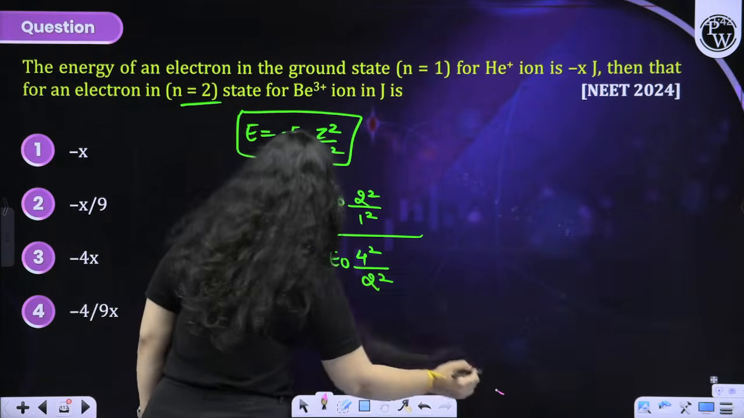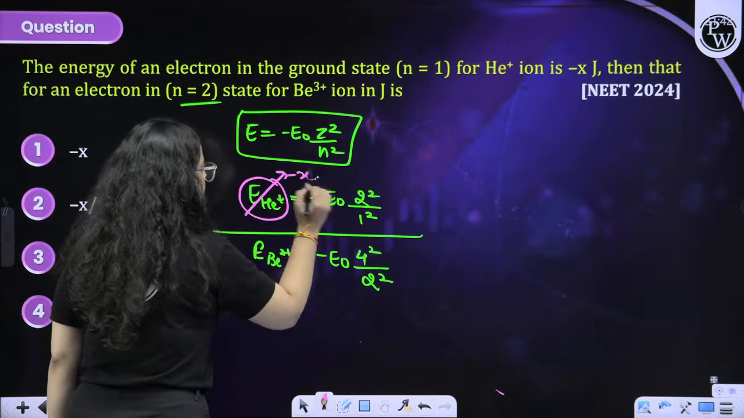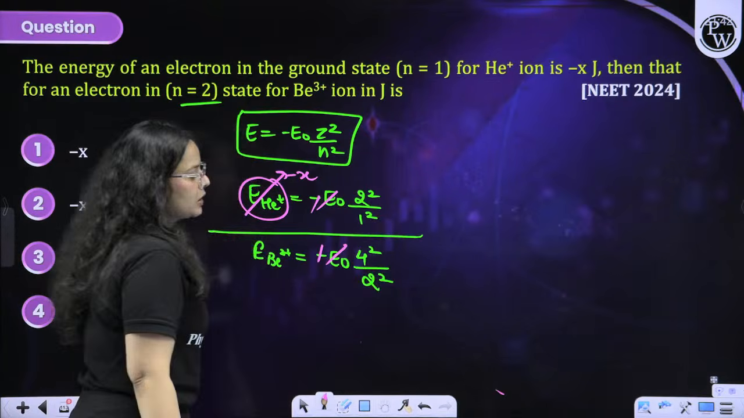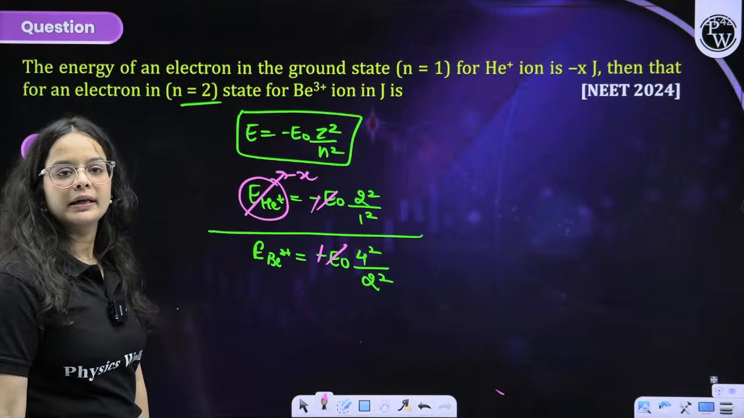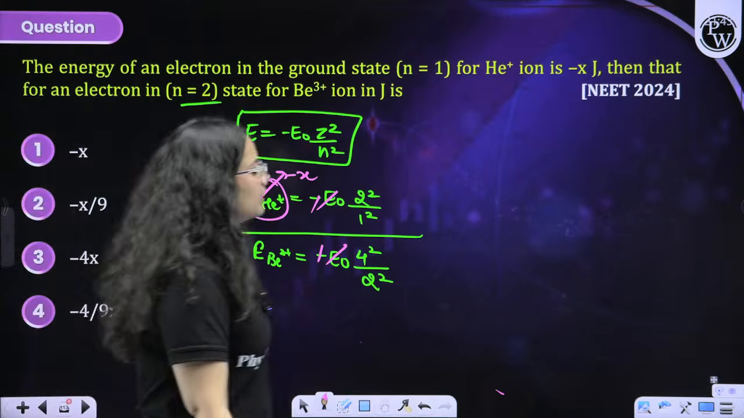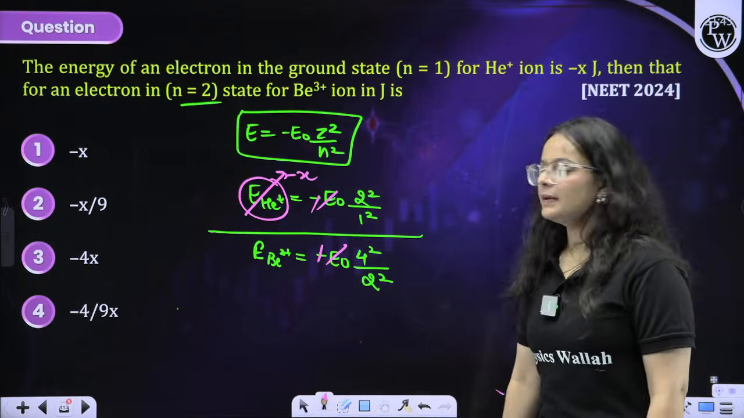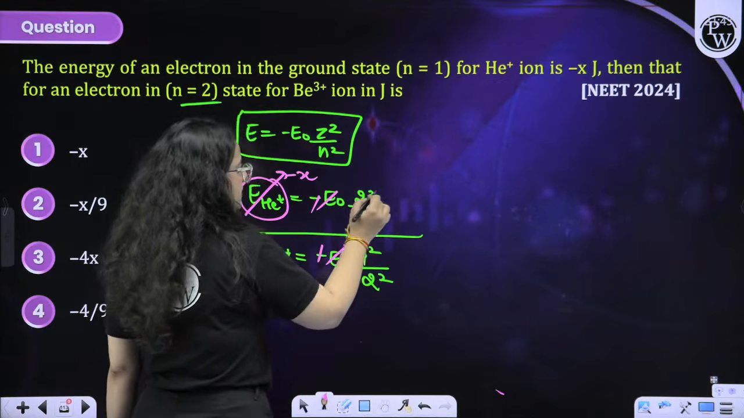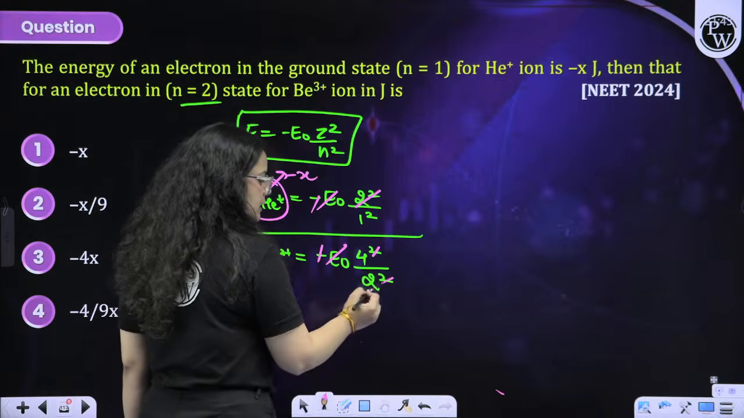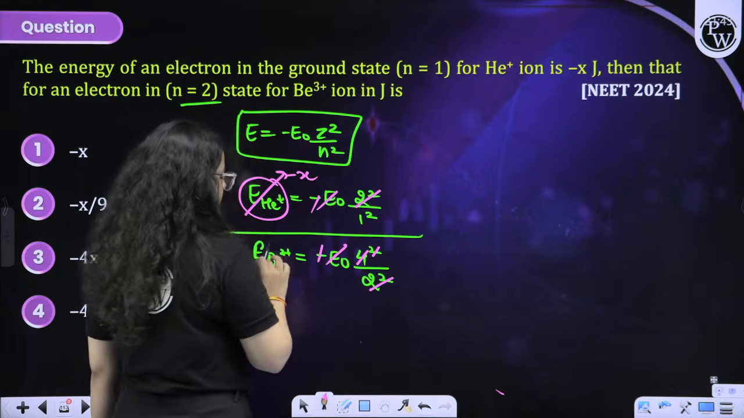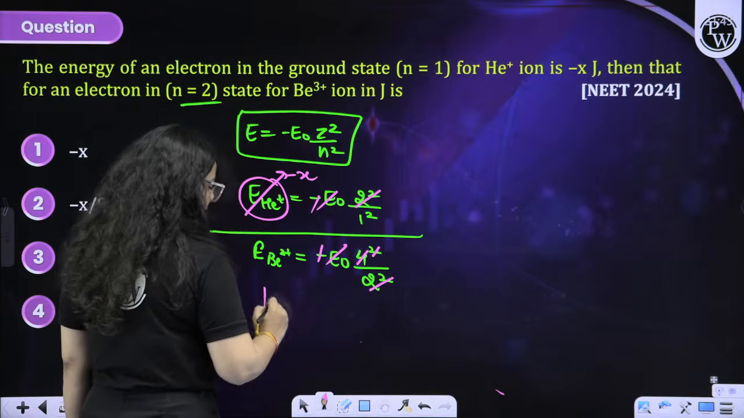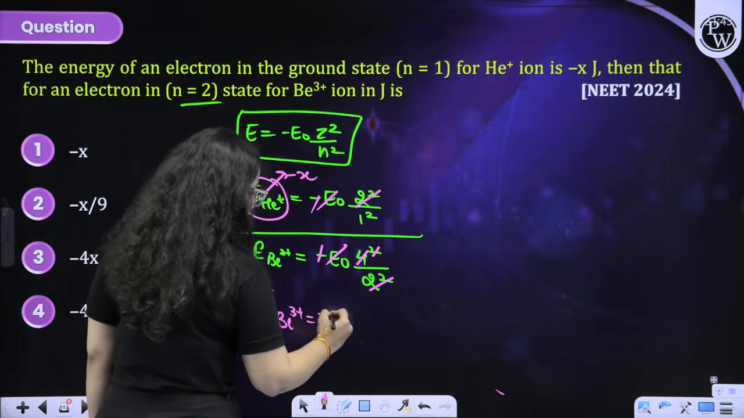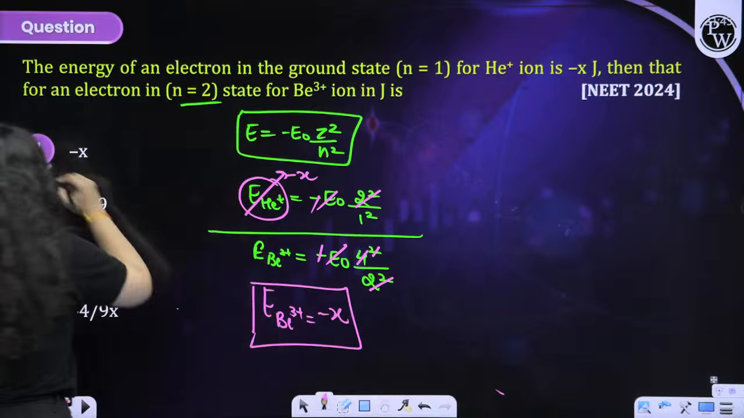And here, they are giving you the energy of helium comes out to be minus x. Here, they will cancel out with each other, and this also will cancel out with each other. Are you getting my point or not? So we simply have to find out for beryllium 3 positive what value you are getting. See, this is 4 and this is 4 square. All the things will cancel with each other and you will simply get them to be equal. Like energy of beryllium 3 positive will come out to be equal to energy of helium positive, that is minus x. So this will be the answer that you are going to get.